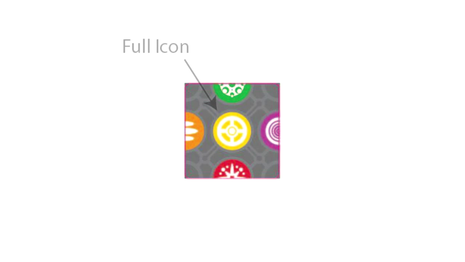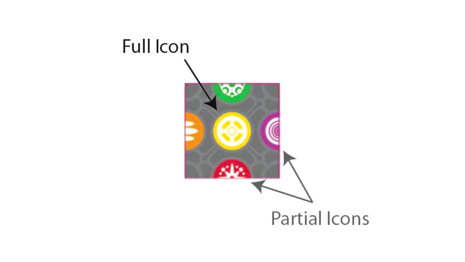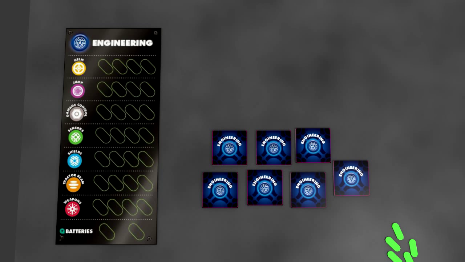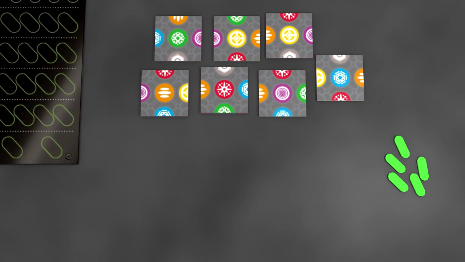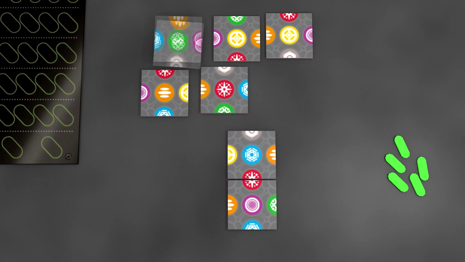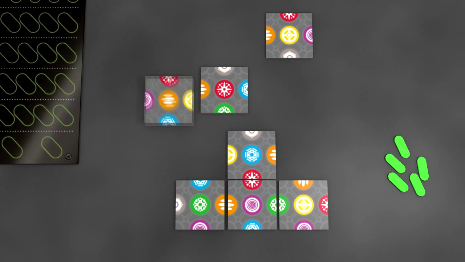Each engineering tile contains one full station icon in the center and four half icons around the edges. You need to match these icons to create as many complete ones as possible. During step 2, preparation, take 7 engineering tiles at random and keep them face down. When the timer starts in step 3, flip them over and place them together to form as many full icons as possible.